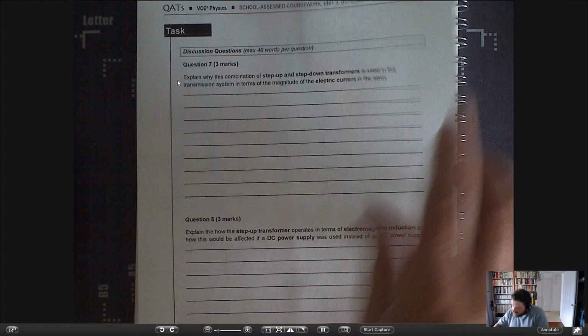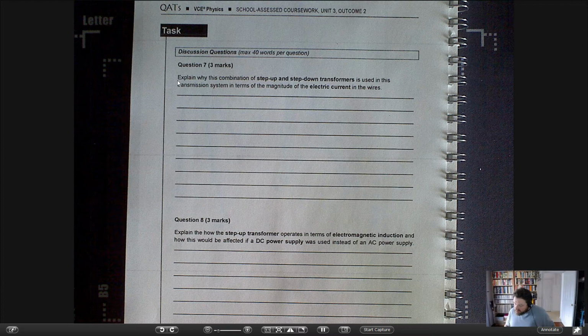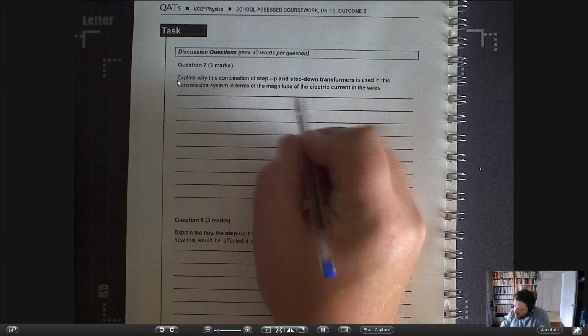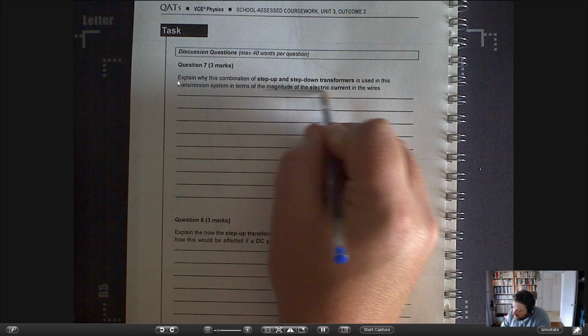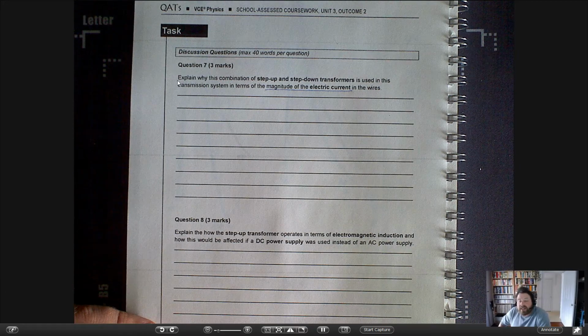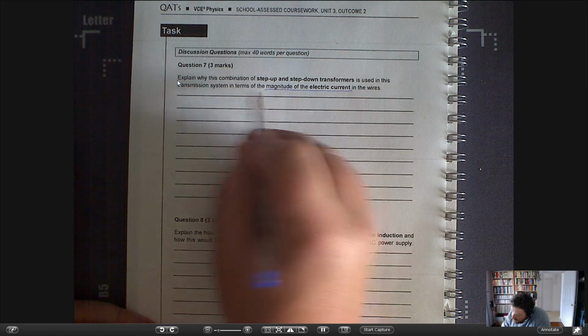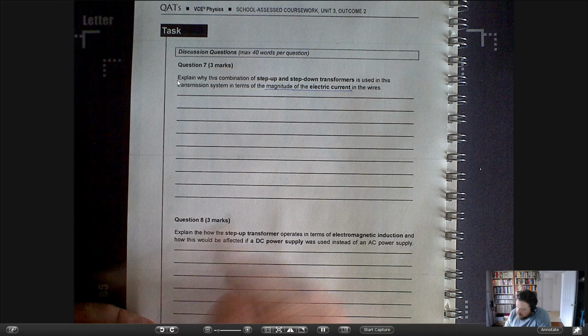Explain why this combination of step-up and step-down transformers is used in this transmission system in terms of the magnitude of the electric current in the wires. So all it's saying here is we better make note of the fact that in that transmission section we had a lower current which allowed us to have less loss in the wires. Okay, so we're trying to explain why this combination is used.